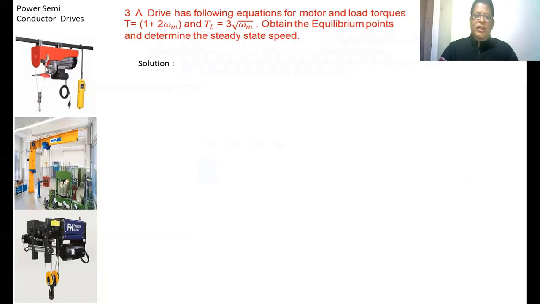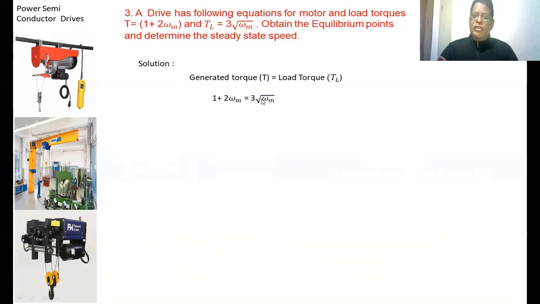Now we are going to see one more numerical. A drive has the following equation for the motoring and load torque: T equal to 1 plus 2 omega m and TL equal to 3 root omega m. Apply the equilibrium point and determine the steady state speed. This is an interesting problem. Here, the generator torque equals the load torque. We know this one. Then you have to equate these two.